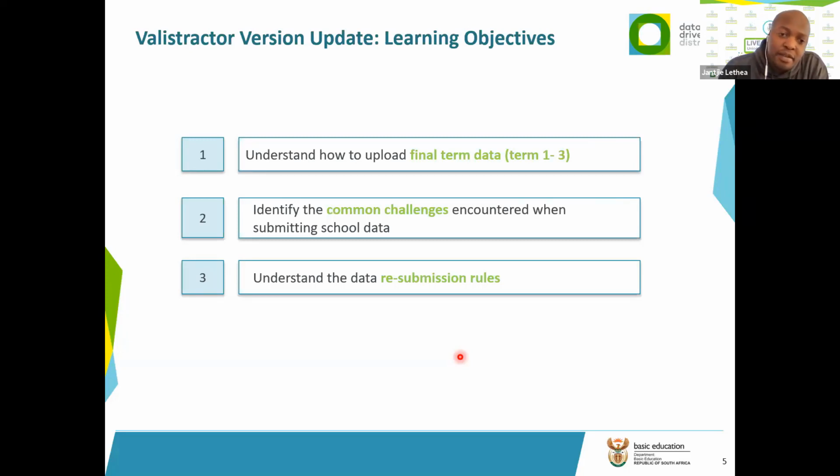So these are the 3 key learning objectives that we are going to be upskilling you on, so that when you go back home, at least you are able to maneuver your way around the things in relation to these objectives that I've just spoken to.